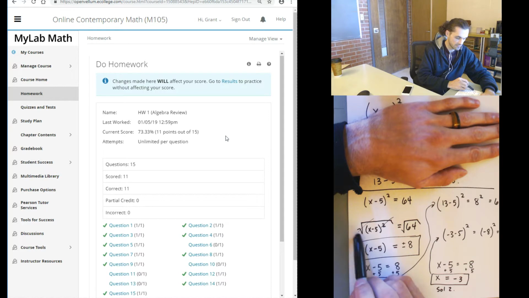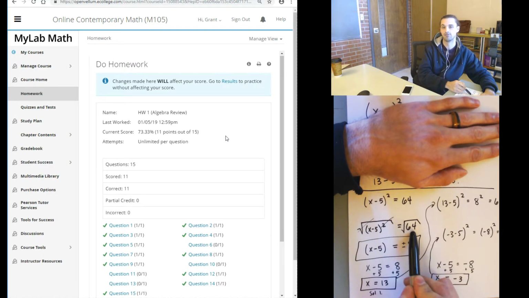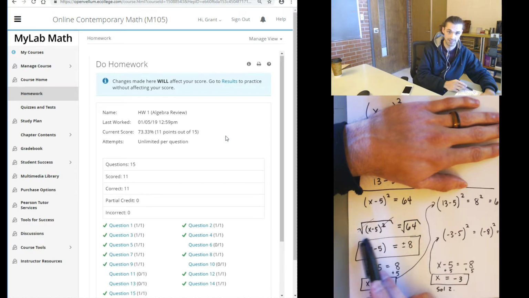Square rooting the left, square rooting undoes my square, leaving behind my x minus 5 quantity. Square rooting 64, you're really asking yourself, what number can I multiply by itself and get 64? Well, 8 times 8 is 64. Also, negative 8 times negative 8 is 64. So, the square root of positive 64 is plus 8 and minus 8. So, we need to solve this equation.